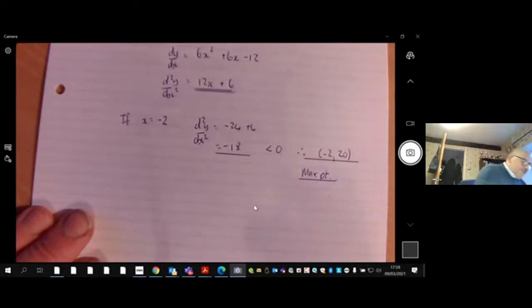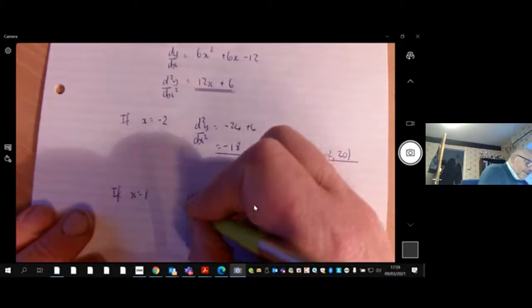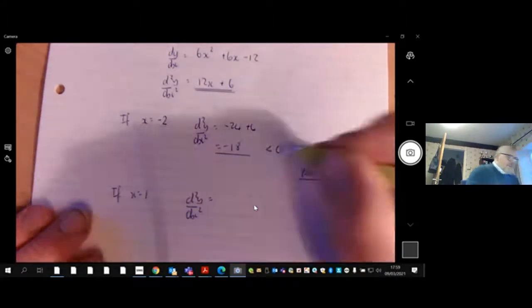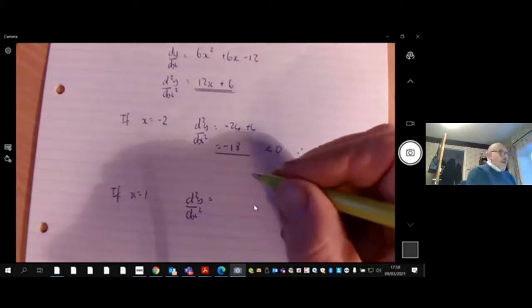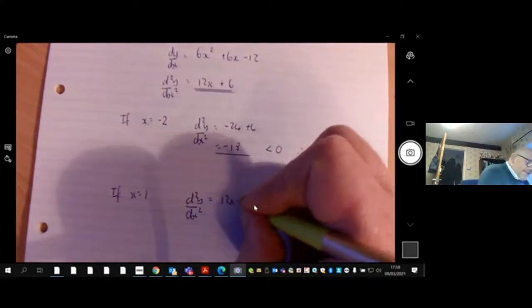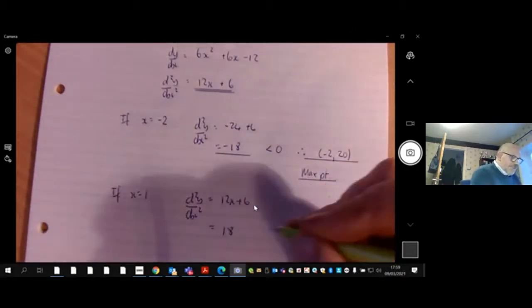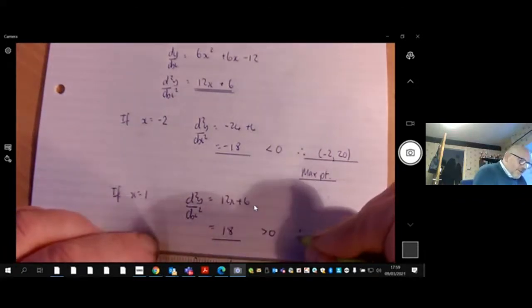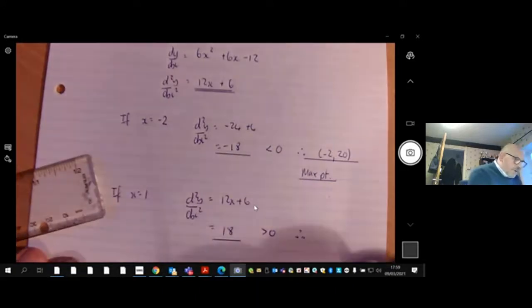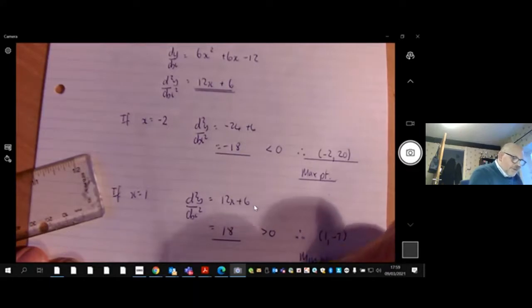If x equals 1, d2y by dx squared equals, I've already worked it out there. I don't need to re-differentiate. I know some people have marked in the past where they've differentiated again and got, ironically, a different answer. It's 12x plus 6, so it's 12 times 1, which is 12, plus 6, which is 18. And that is greater than 0. Therefore (1, -7) is a minimum point.